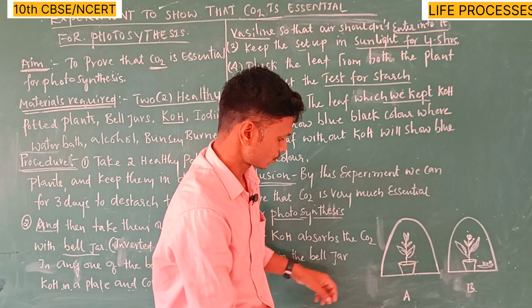Why will it not show blue-black color? The answer is, we have KOH here. KOH will absorb the carbon dioxide, hence there will be no carbon dioxide to perform photosynthesis. So by this experiment we can easily conclude that carbon dioxide is very much essential for photosynthesis. With this, we have completed plant nutrition, that is, autotrophic nutrition.